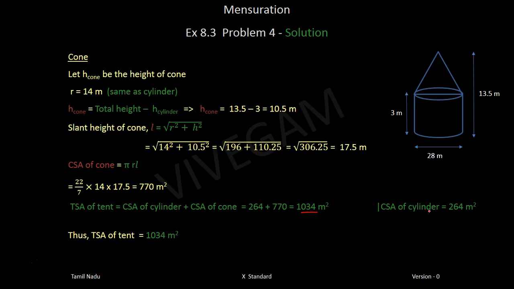I've listed the CSA of the cylinder as 264 because it is in the previous slide, so that's why I've written it out here. You don't have to write it when you're doing the working because in the notebook, you'll be able to see the previous calculation.